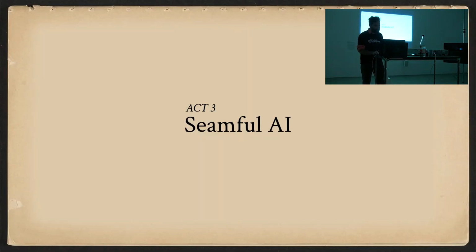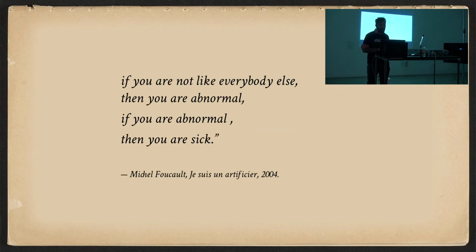Act 3, Simple AI. If you are not like everybody else, then you are abnormal. If you are abnormal, then you are sick. Michel Foucault talks about these 3 categories: not being like everybody else, not being normal, and being sick are in fact very different, but have been reduced to the same thing. Like there's this line that is really the line of how we manage normality, right? How this idea of normality is baked into this systemic bias.